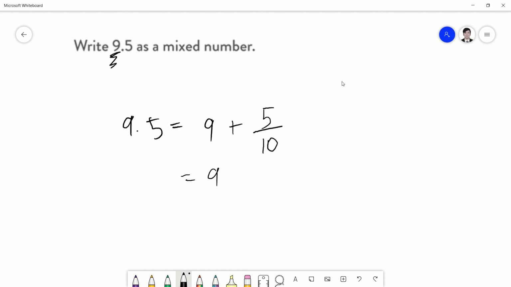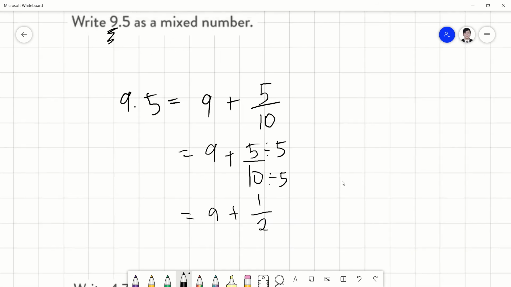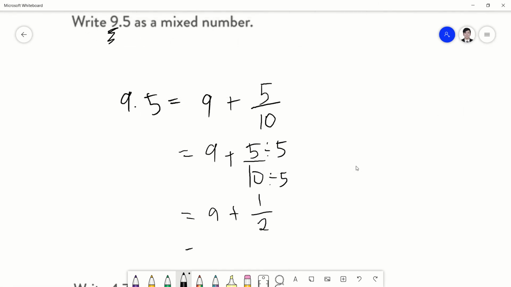If you notice, we can still simplify 5 tenths. Remember, when we have a mixed number, the 9, the integer, is independent from the fraction, so we can simplify them separately. 5 and 10 are both divisible by 5. So 5 divided by 5 is 1, and 10 divided by 5 is 2. In other words, our final answer here is 9 and 1/2.